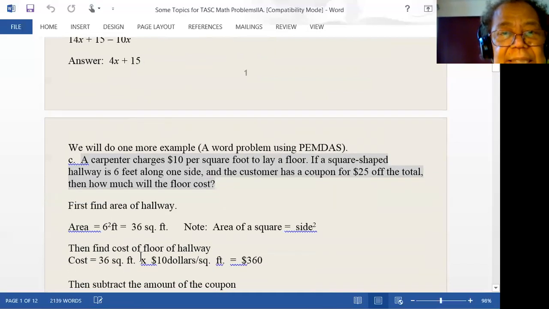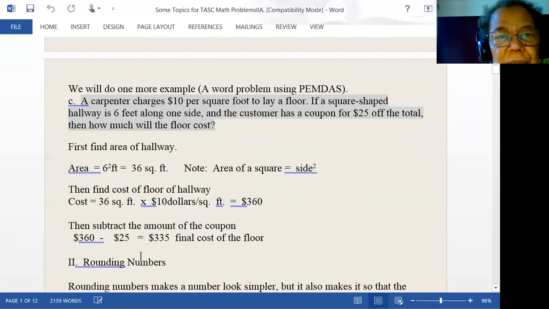Okay, now let's take a word problem using PEMDAS. We have a carpenter laying a floor, $10 per square foot. The floor is a square-shaped hallway. And if it's square-shaped, that means all sides are equal. And you have a $25 off coupon. Now, the first thing we'll do is find the area. And area of a square is side squared. So the side length is 6 feet. So 6 squared is 6 times 6, which would be 36 square feet.